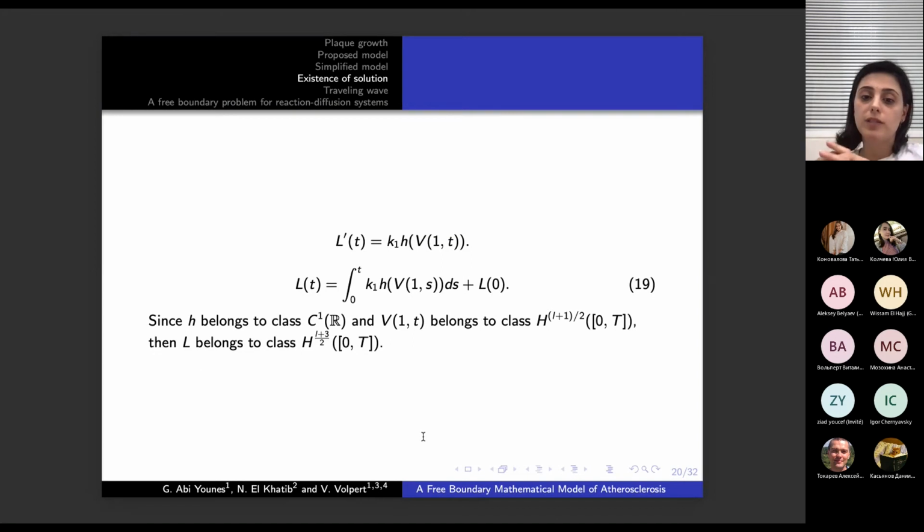If you remember, I told you that we are dealing now with a system where there is the equation of U with boundary condition and initial condition without the equation of L. Now let us go back to the equation of L prime. L prime has this form. So we retrieve L of t by integrating, and we need to know to which space L belongs. In fact, according to the theorem, H is of class C1 and V is of class H L plus 1 over 2. So we deduce that L belongs to the Holder space H of order L plus 3 over 2.